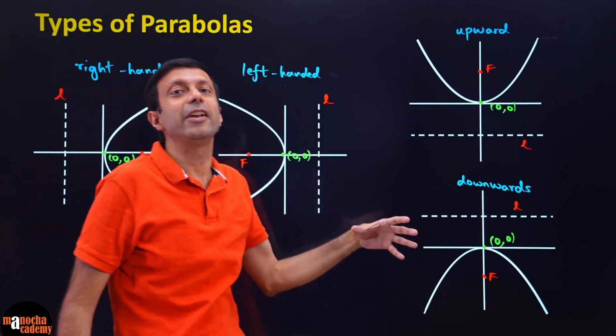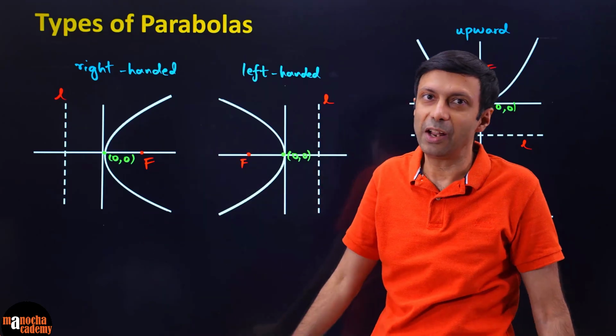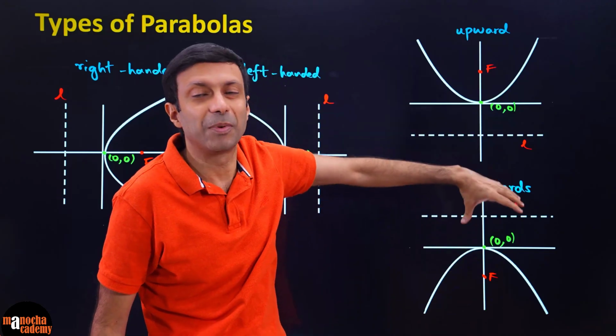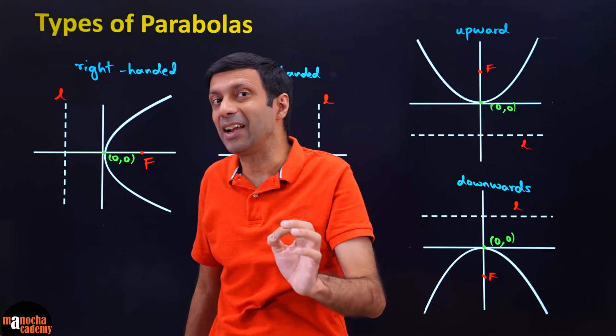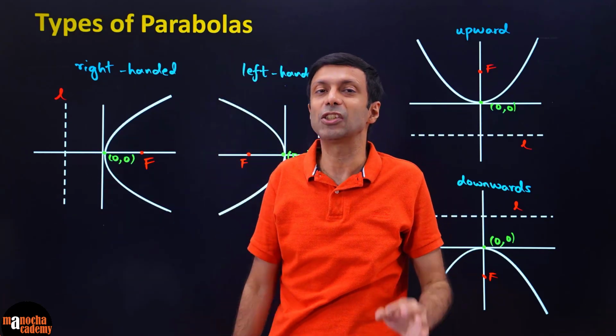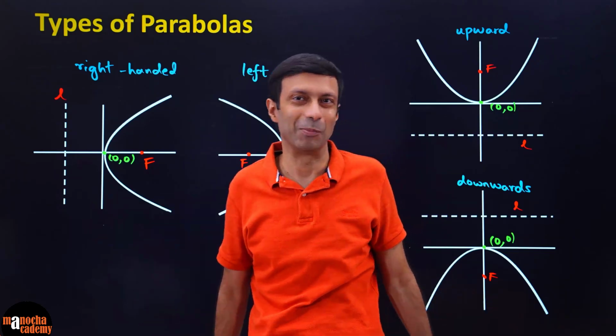So depending on where it opens, this opens to the right side, right-handed. This opens to the left, left-handed. This opens upwards, upward parabola. This opens downwards. So remember, you can have 4 types of parabolas. Again, for simplicity, we have taken the vertex to be, and we will keep the vertex at, 0, 0. And these are the 4 types of parabolas.